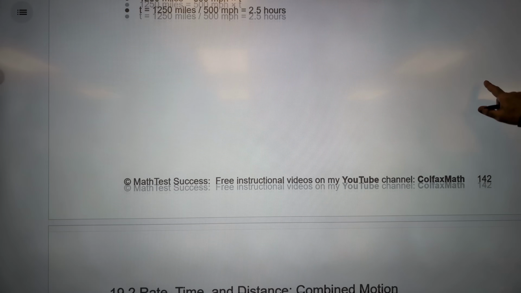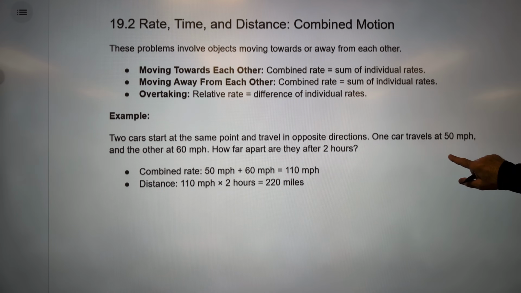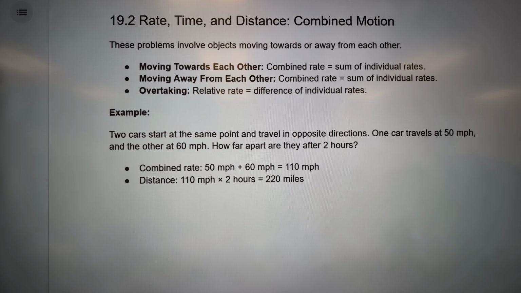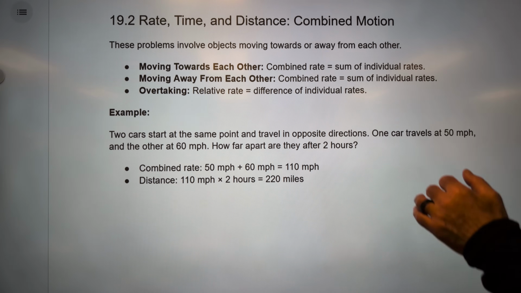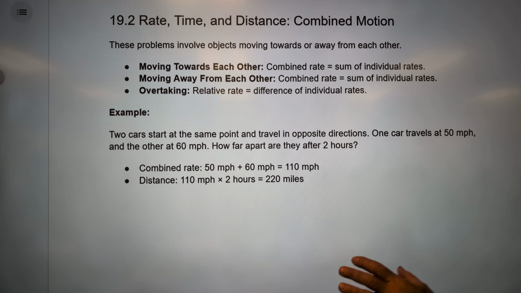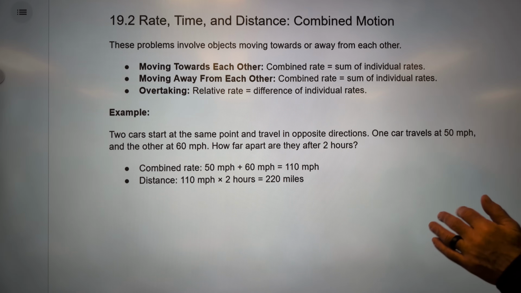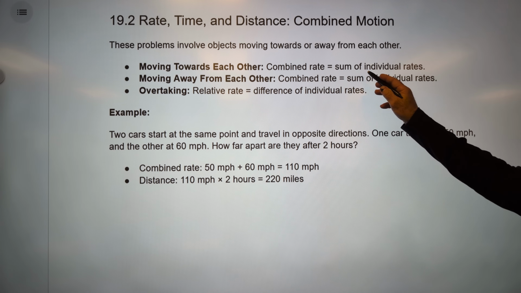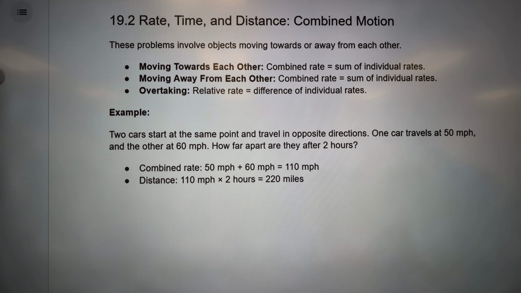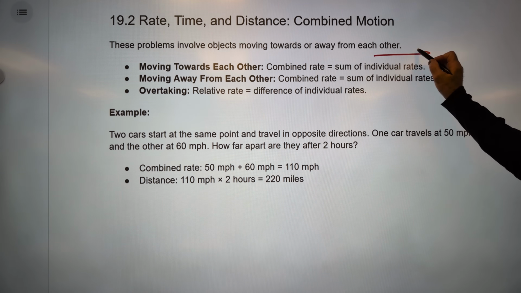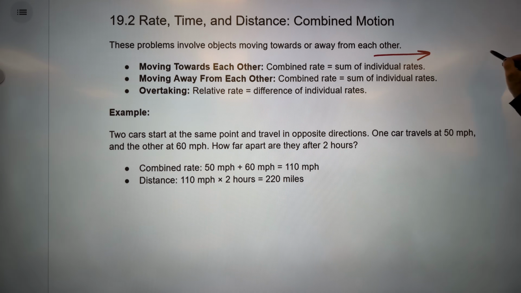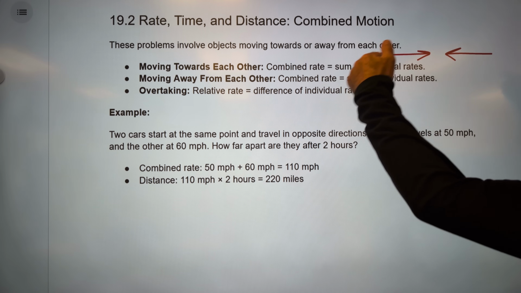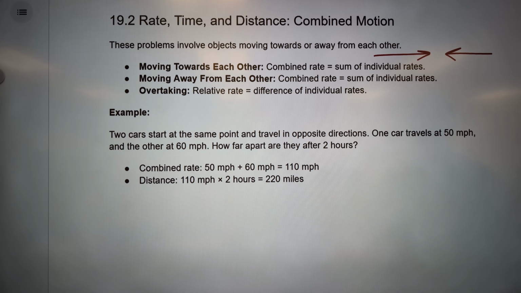So those are distance, rate, time problems. We're going to look at some more of those, but now we're combining motion. And again, these are really common problems on a standardized math test. So if they are moving towards each other, then the combined rate is equal to the sum of the individual rates, right? So if I'm going 50 miles per hour this way, someone is coming 50 miles per hour this way, how far are we approaching each other? At 100 miles per hour.